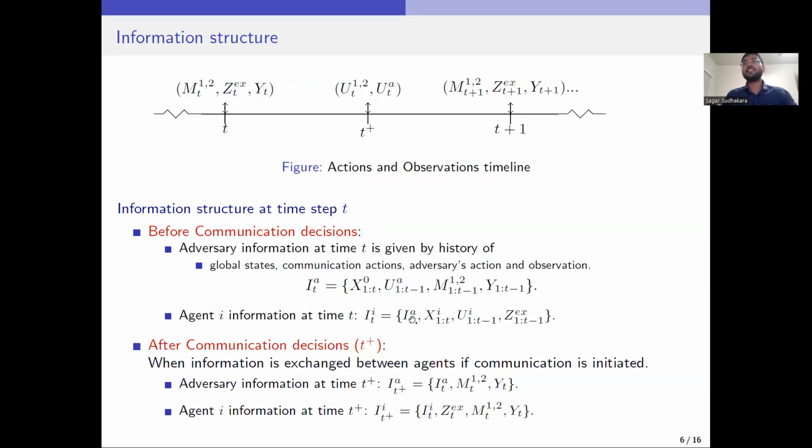Now once the communication decisions are made, the information available at time t plus for the adversary is denoted by IAt plus, and it's nothing but the adversary information at time t, IAt, comma, the communication action and the adversary observation. Similarly for agent i at time t plus, the information structure is Iit plus, which is nothing but Iit, the information available till time t, plus the communication actions and the communication observations.